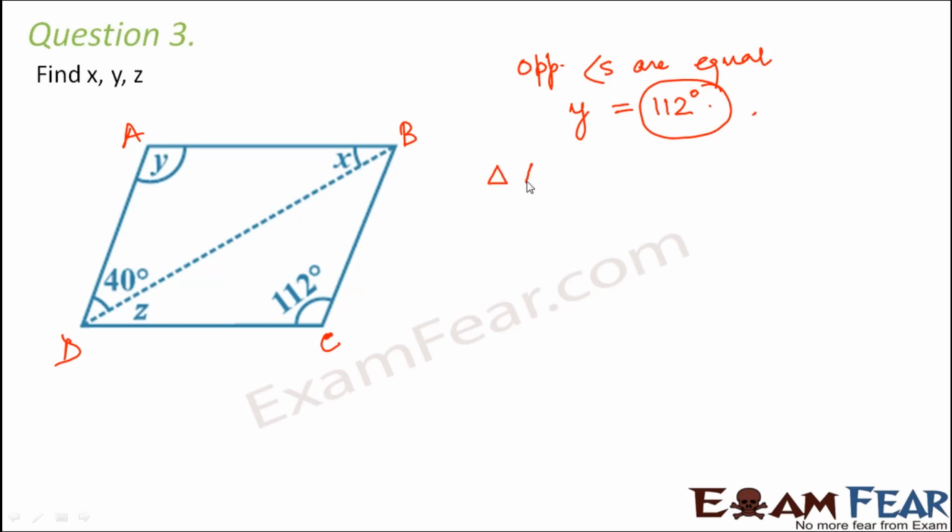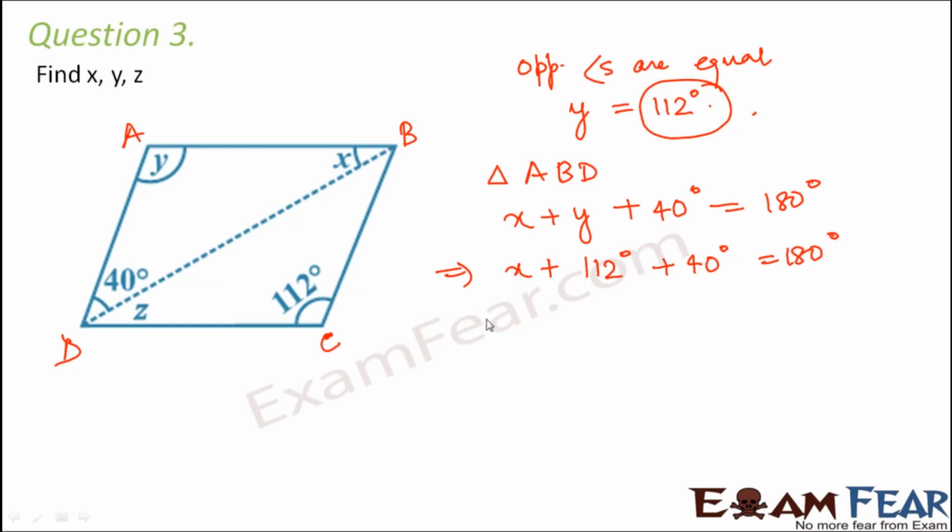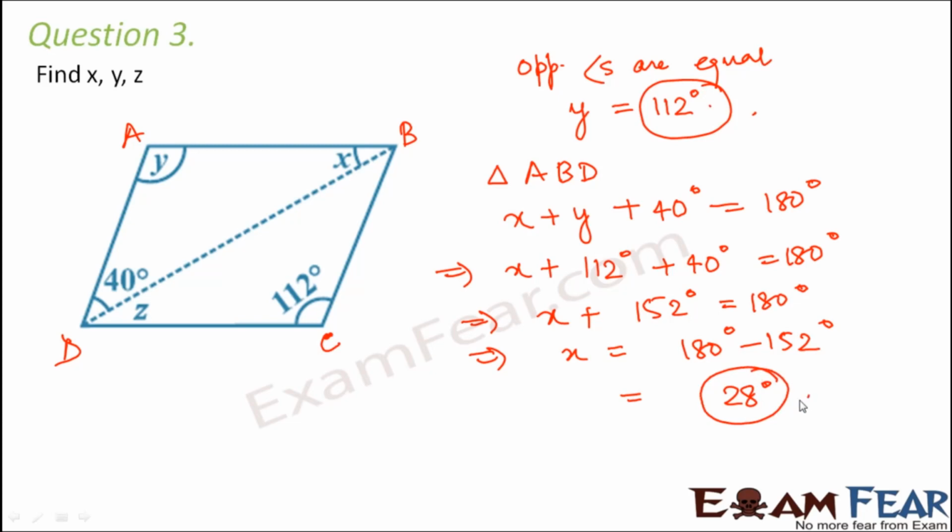Now let us look at triangle ABC or triangle ABD. When you look at triangle ABD, we know that the sum of the three angles should be equal to 180 degrees. So x plus y plus 40 degrees should be equal to 180 degrees. So x plus 112 plus 40 is equal to 180 degrees. Therefore, x plus 152 degrees is equal to 180 degrees, or x is equal to 180 minus 152 degrees, which is equal to 28 degrees. Therefore, the value of x is 28 degrees.